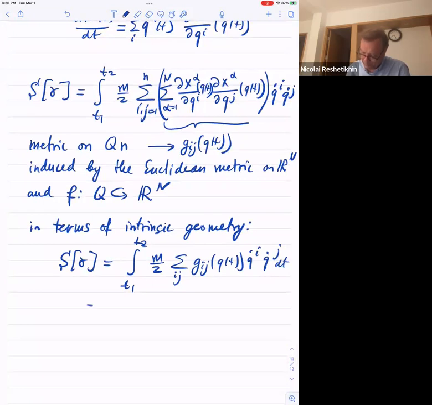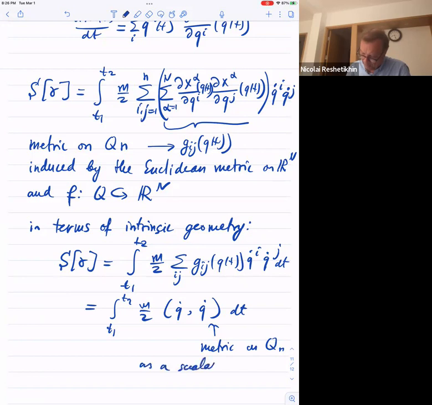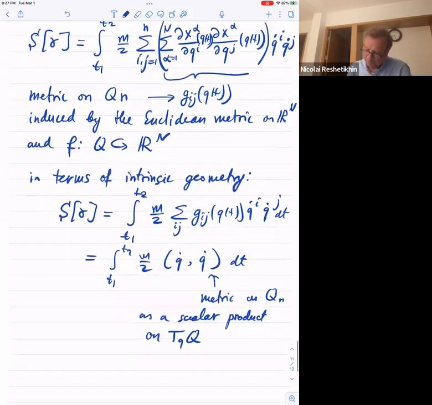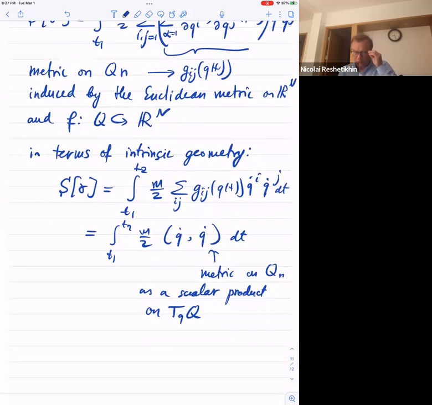And now I can write it just like this: the integral from t1 to t2, m over 2, and then here this is the metric on Q as a scalar product on tangent spaces. This is the coordinate-free way.